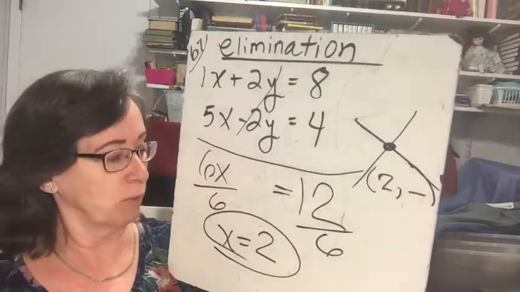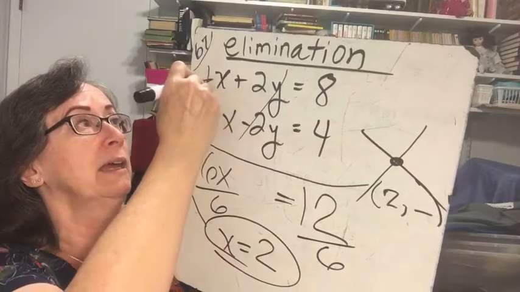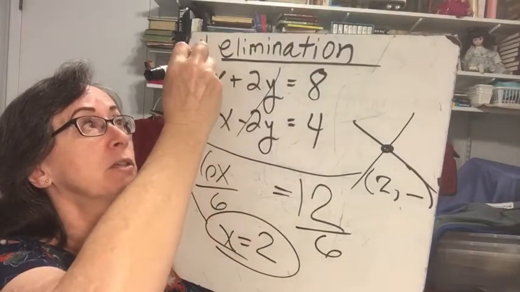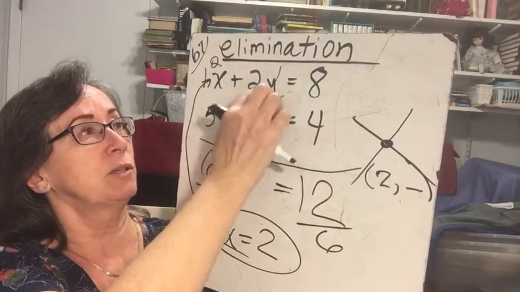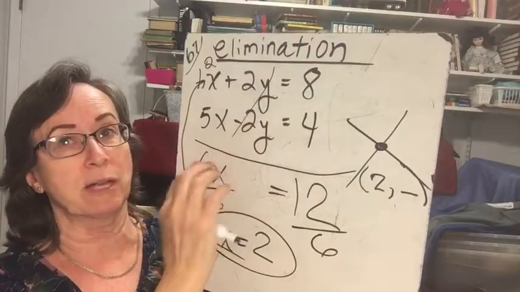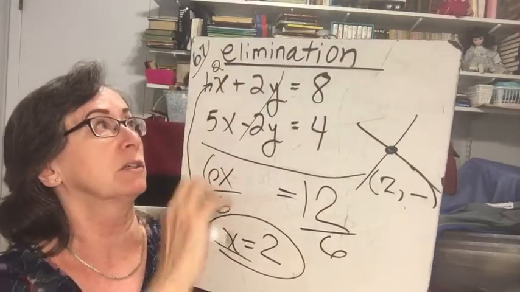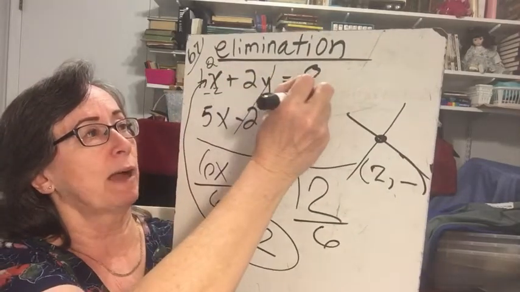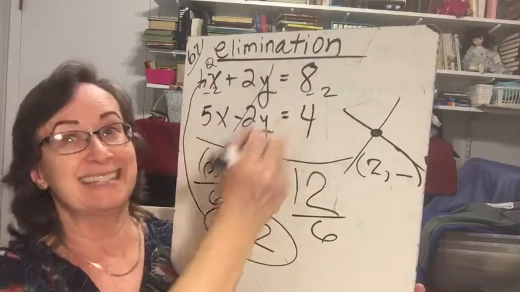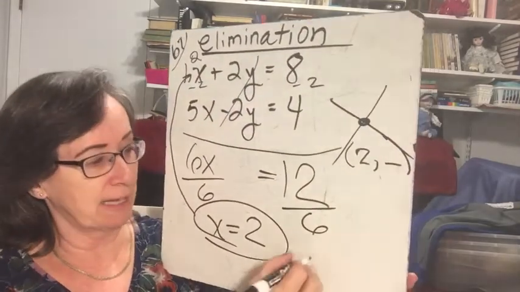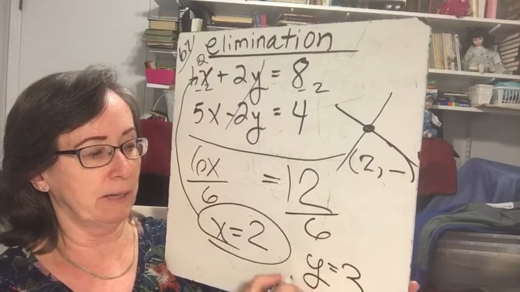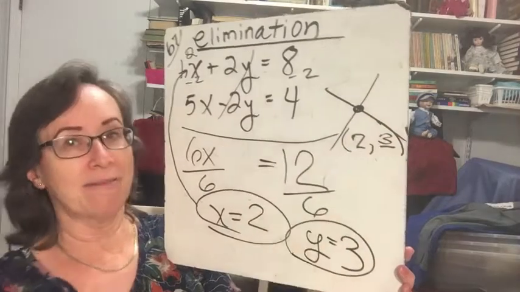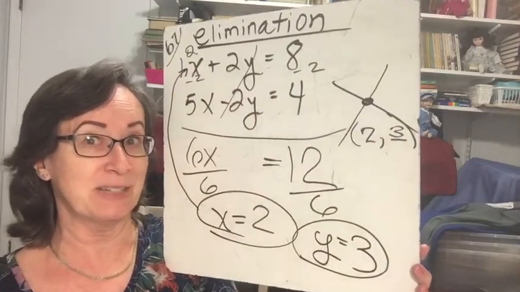To find that out, we're going to go back up to one of the equations. Okay, so x is 2. I'm going to put a 2 right there. 2 plus 2y is 8. Now the y's are coming back. I'm going back to my original equation. 2 plus 2y is 8. If I subtracted 2 and subtracted 2, then I get 2y is 6. If 2y is 6, then isn't y equal to 3? So now I've solved for the y value of the ordered pair, which is the intersection point.